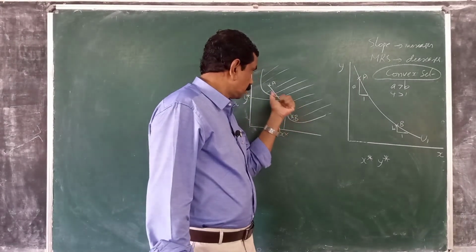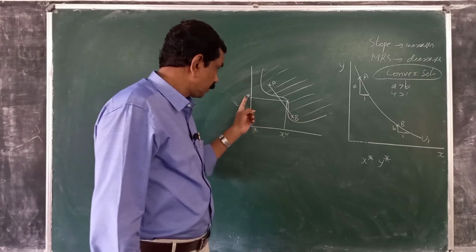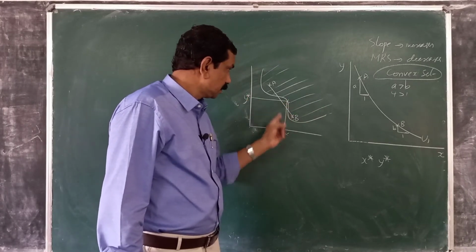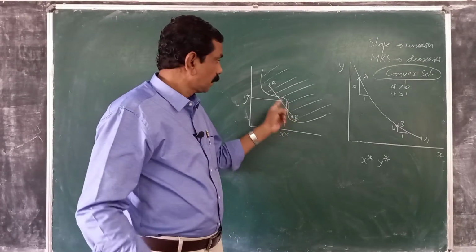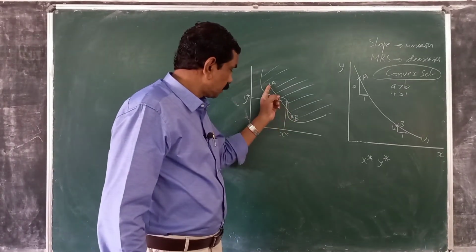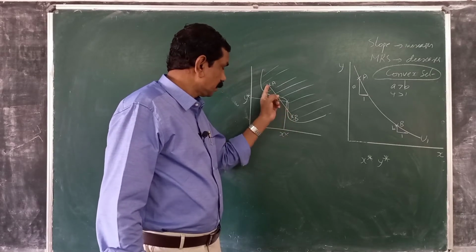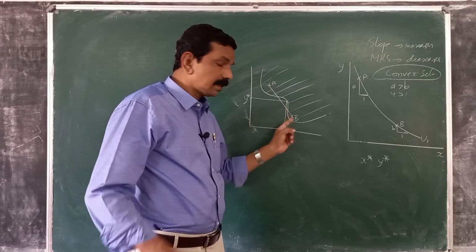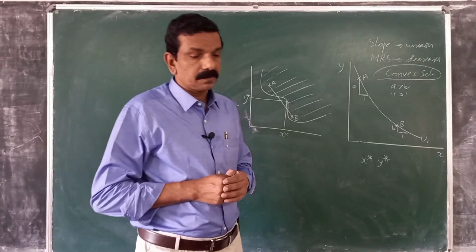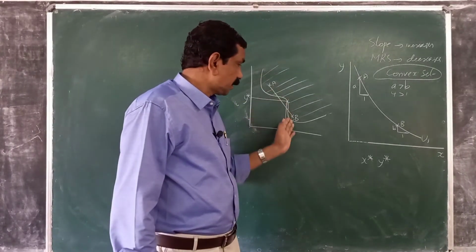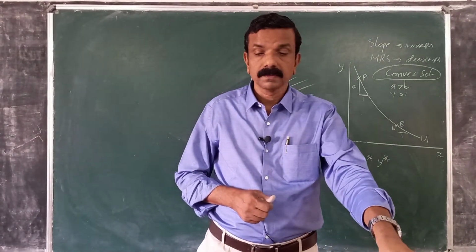Here all the combinations preferred to or indifferent to the combination x star y star do not form a convex set, because if you join together two points in the set with a straight line, the straight line will not lie completely in the set. That is why it will not satisfy the assumption of diminishing MRS.